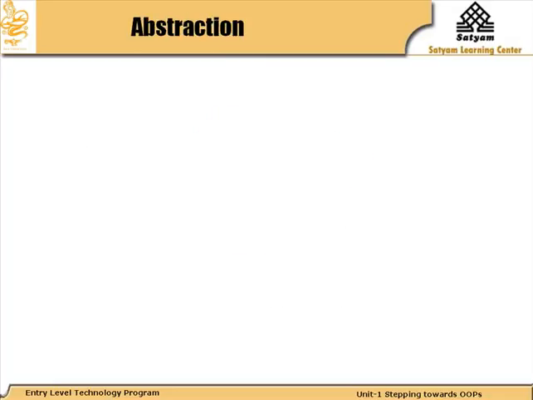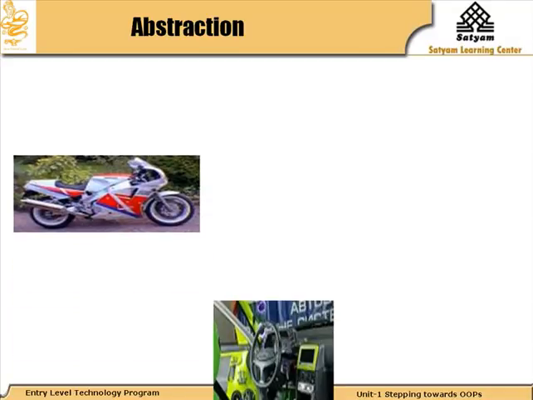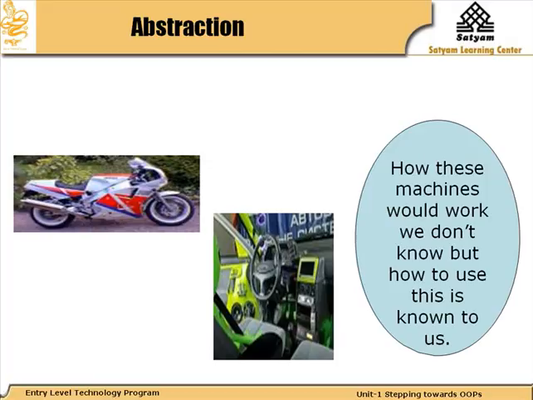Abstraction. Abstraction is an important feature of object-oriented programming. Abstraction is a process which focuses on how to use rather than how it works.